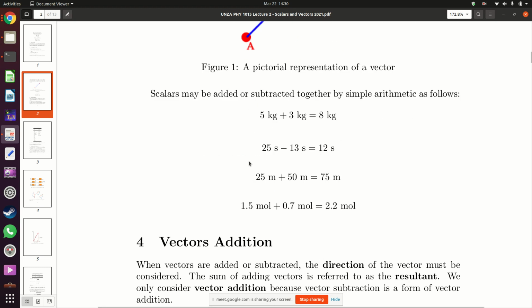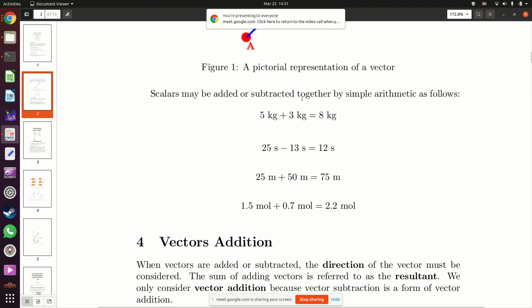I'll move on to scalars. Scalars do not have direction. The fact that scalars do not have direction makes adding them and subtracting them very easy.